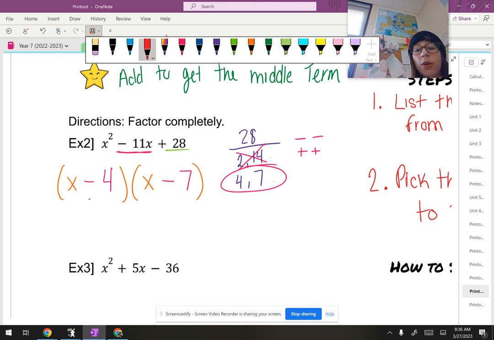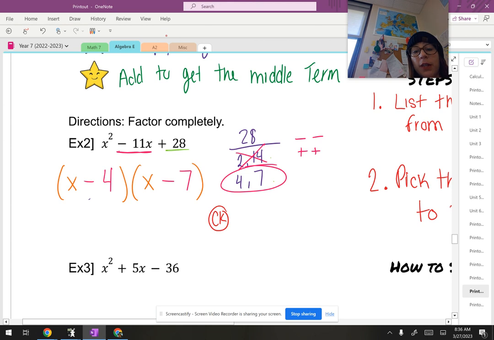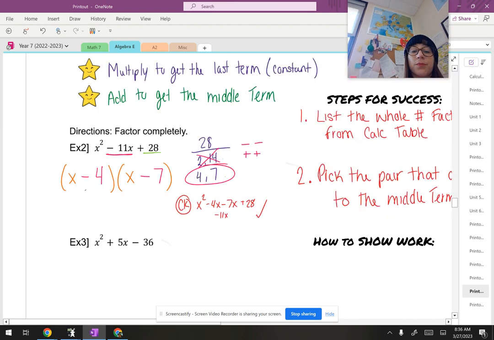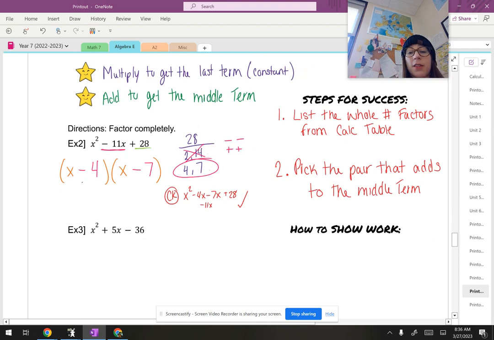And again, you can always check yourself by doing that double distribution real quick. X squared minus 4x minus 7x plus 28. And you usually don't even really need to go much further just to see that it does work out. So that's basically the gist of it.